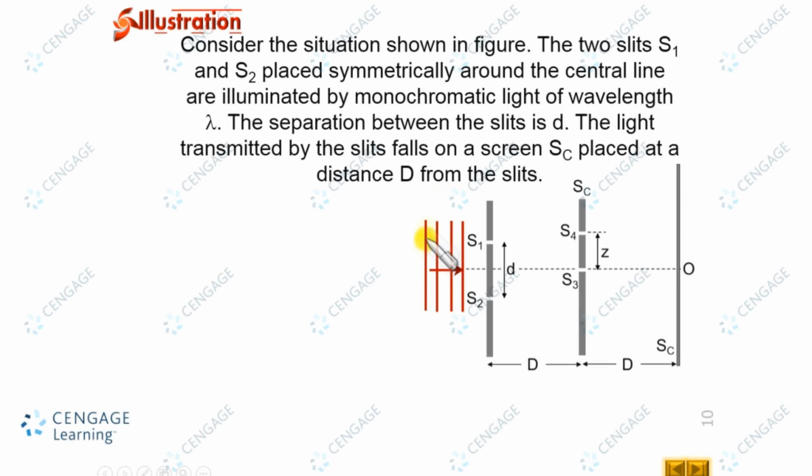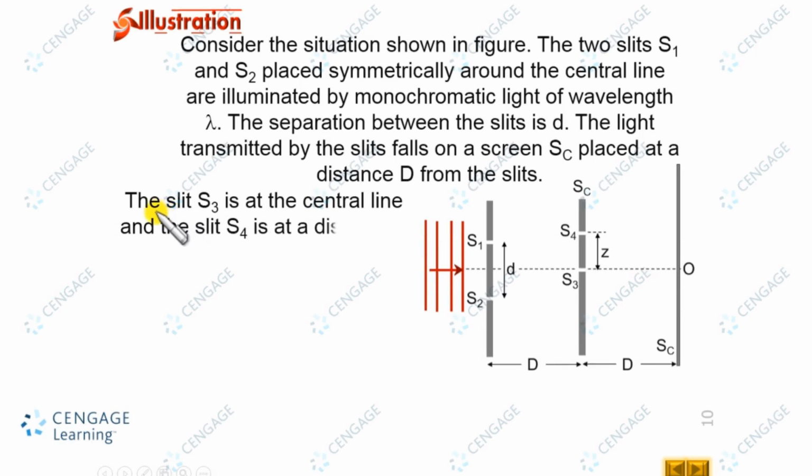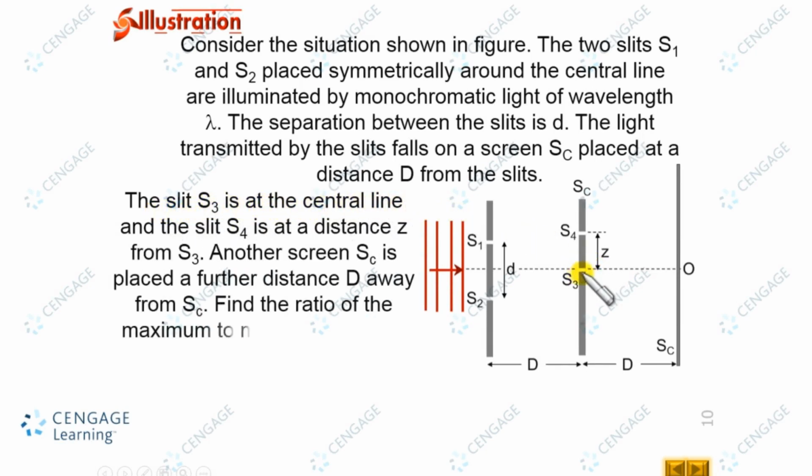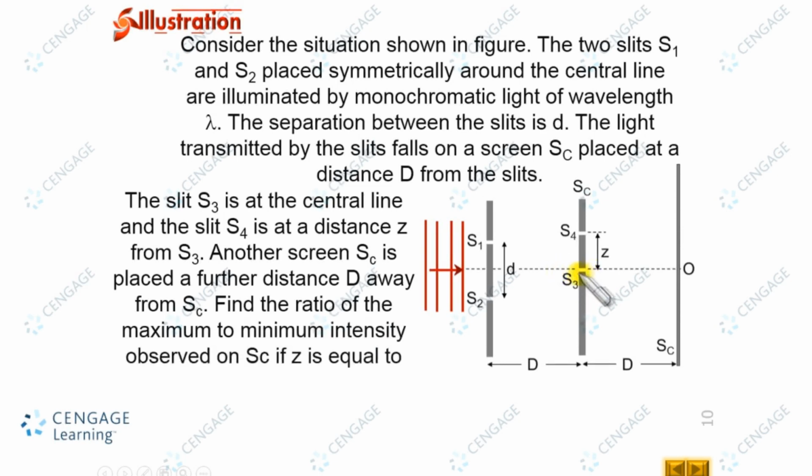If you observe this part of the diagram, it is a standard Young's double slit experiment setup. Now let us move to the next part of the question. The slit S3 is at the center line. You can observe this S3 slit lies on the center line, and the slit S4 is at a distance Z from S3. This distance Z is the same as the Young double slit distance small y.